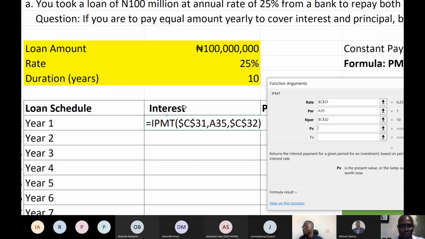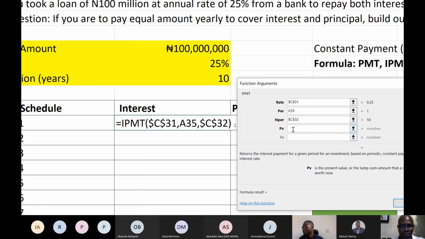Depending on you, if you want your interest to come out in negative, just know that whatever sign you plug in here is the opposite sign that will come out as a result. So if I put this as a positive value, that I have a positive 100 million naira at the beginning, then this interest will come out as negative, which means it's an outflow for me. Most people don't like it because most of the time when you look at schedules, people are used to seeing schedules holding positive values, right?